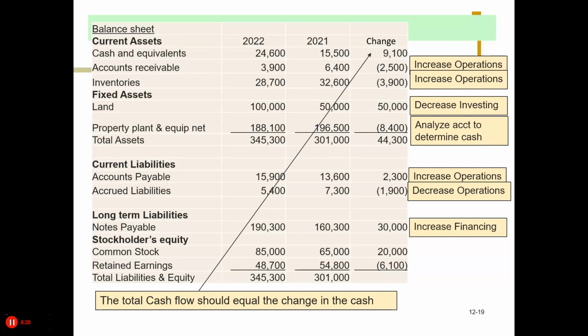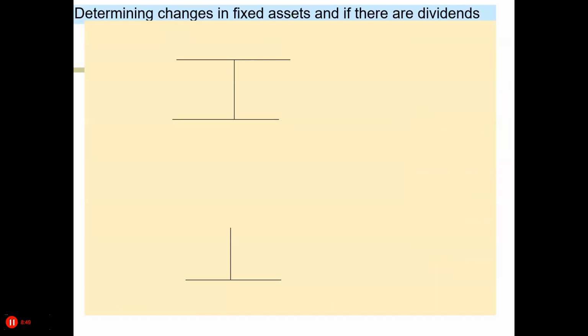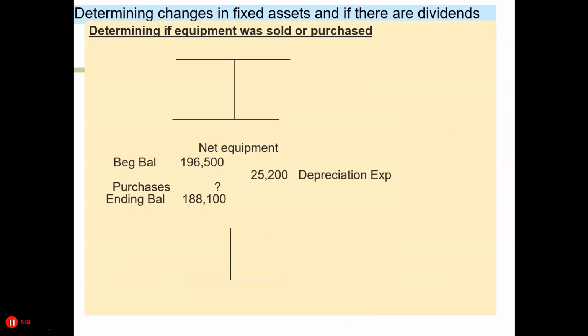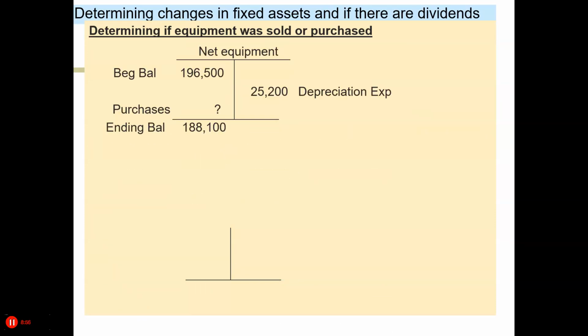Then we're going to look at notes payable. It increased, so that is going to increase our cash under financing activities along with our stock, but we can't determine anything. We have to look at the retained earnings balance to determine if dividends were paid. So we have to analyze retained earnings and fixed assets net. So first, we're going to look at fixed assets. We're going to show what the balance sheet change shows us.